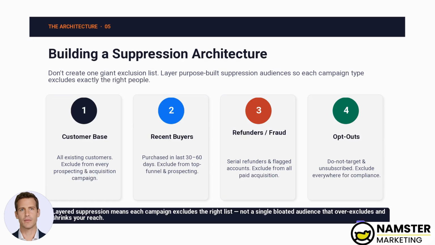To maximize effectiveness, we must move beyond a single giant exclusion list and build a layered suppression architecture. This involves creating purpose-built audiences for different segments so each campaign excludes exactly the right people. First, your broad customer base should be excluded from every prospecting campaign. Second, recent buyers should be suppressed from top-funnel ads specifically. Third, refunders and fraudulent accounts should be excluded from all paid acquisition to prevent waste. And fourth, opt-out lists must be excluded everywhere for strict compliance.